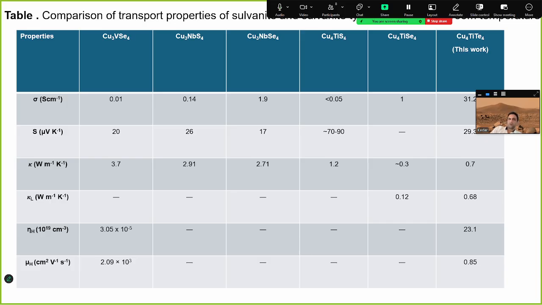But you have to answer the question: why does removal of copper cause de-doping? Usually adding copper vacancy should dope it. That's what you're trying to say, right? But this is opposite. Why is the question.